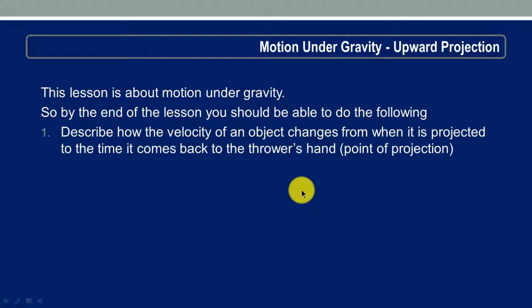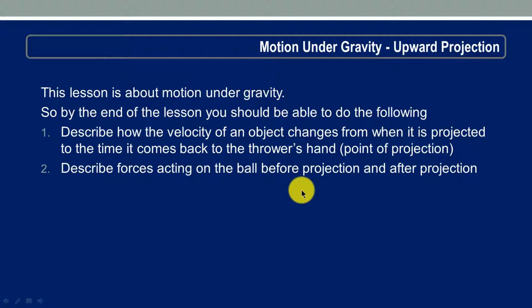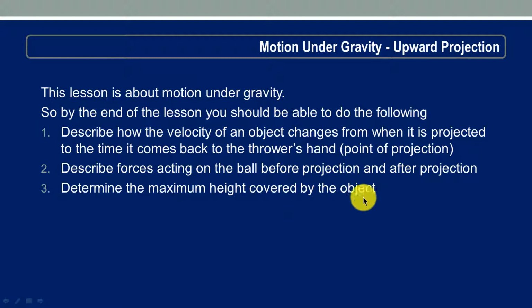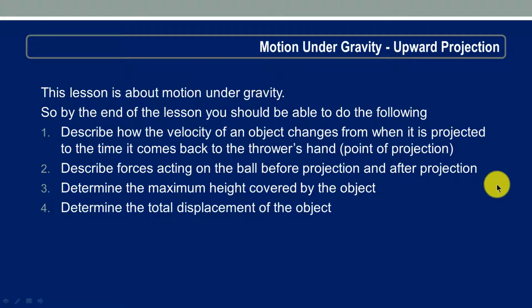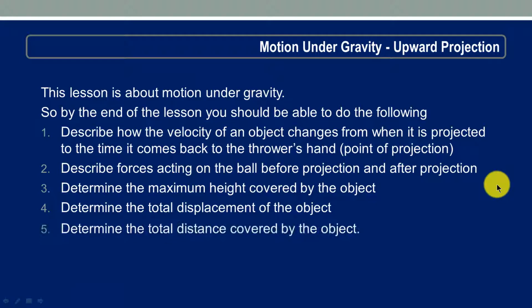You should be able to describe how the velocity of an object changes from when it is projected to the time it comes back to the thrower's hand, that is when it comes back to the point of projection. You should be able to describe forces acting on the ball before projection and after projection. You should be able to determine the maximum height covered by the object.